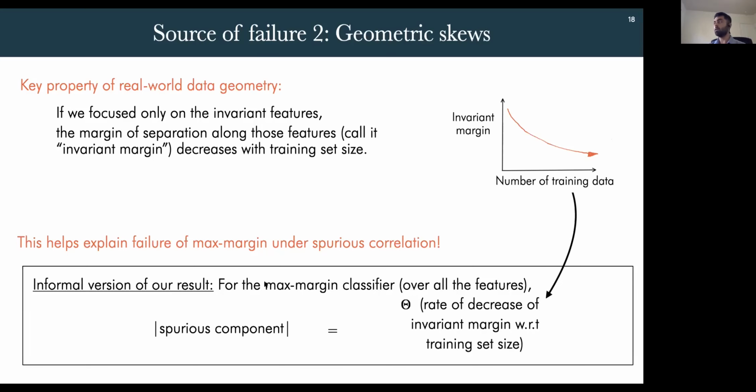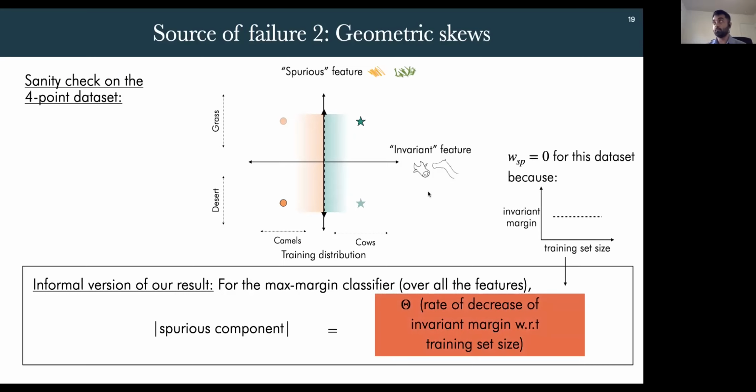As a sanity check, let's go back to the 4-point data set where we know that the max margin classifier is going to succeed and it's not going to use the spurious feature. Fortunately, this theorem is consistent with that fact. What this says is that in this particular data set, because all your data points are concentrated on just 2 points in the support, recall that as I sample more data points, the invariant margin is not going to decrease. The margin of separation is not going to decrease. So in this case, the graph is flat, which means the rate of decrease is 0, and therefore the spurious component is 0. So we know that this theorem makes sense in this really simple setting.